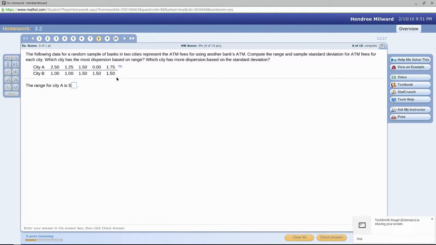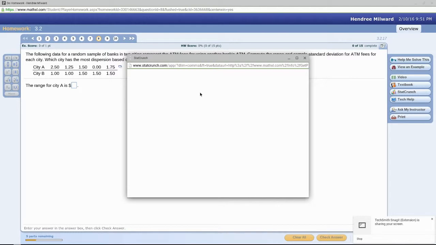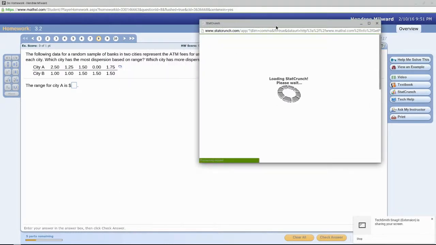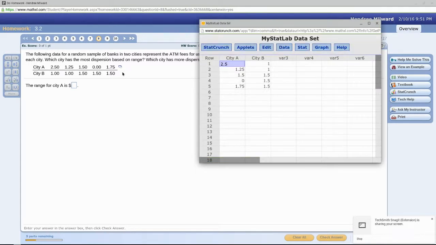StatCrunch makes range really isn't that hard to find. Just a quick calculation on a calculator is easy. Standard deviation, it's definitely worthwhile to open StatCrunch to do, so you don't have to chug through that formula. So when you open StatCrunch from this little box here, it brings up your two cities as the columns, and your ATM fees are the values down the column.